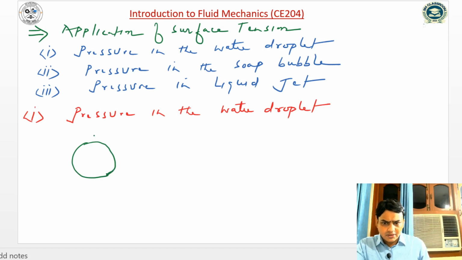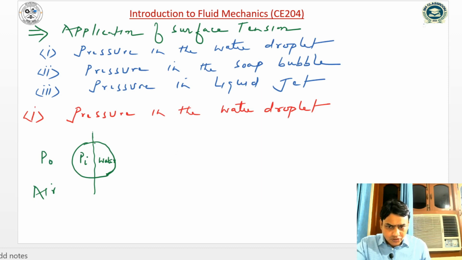That's why I have taken the droplet in this shape. Let us assume this is the water droplet, with water inside and air outside. If I cut it along this, the inside pressure is Pi and the outside pressure is P naught. If I look at one portion, it will look like this.